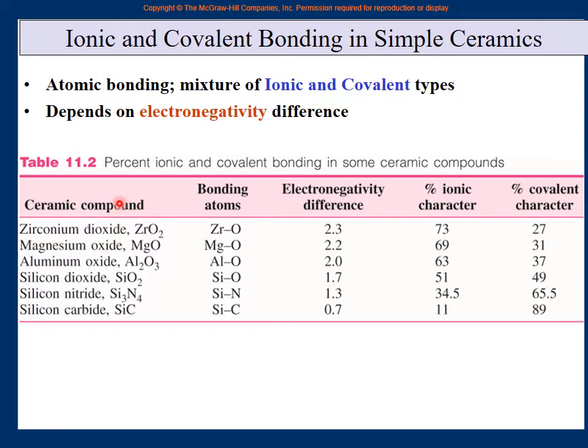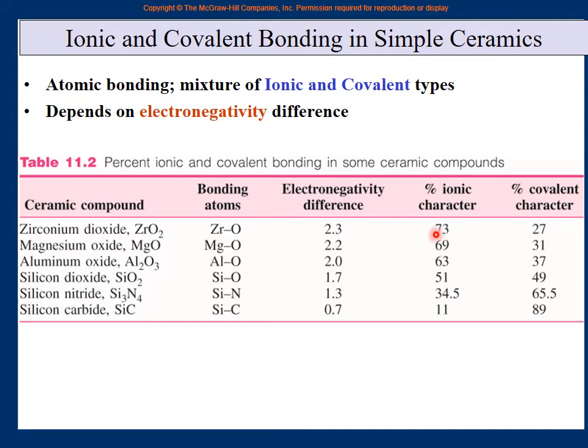So here is a table of some famous ceramics: zirconium oxide, magnesium oxide, aluminum oxide, silicon nitride, silicon carbide, some very famous. And these are the bonding members, of course: zirconium and oxygen, magnesium and oxygen, and so on. The difference in electronegativity: 2.3, 2.2, 2.0, 1.7, 1.3 points, right? So high electronegativity difference. Without going further, we can say that these will be electrovalent bonds, and these will be most probably covalent bonds. So therefore, you see, percent ionic character, how much percent are they in ionic?